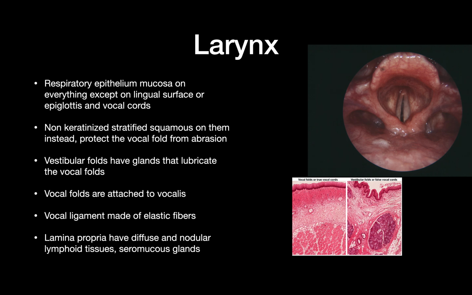Hello, welcome back. Today we're going to continue on our journey through the respiratory tract, and today we'll be landing in the lower respiratory region. So, of course, the lower respiratory region is going to be made out of the larynx, and it's made out of the respiratory epithelial mucosa on everything except for the lingual surface of the epiglottis and the vocal cords.